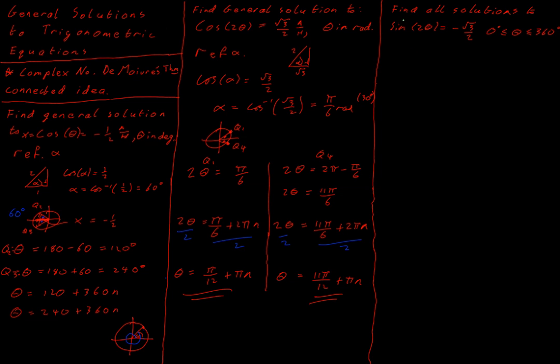Hello. Now, let's continue. Find all the solutions to sine 2 theta is equal to minus root 3 over 2 in the interval 0 to 360 degrees. So we're dealing with degrees because that's the interval type that they've given us. They could have also said 0 to 2 pi or 0 to 4 pi or 0 up to 720 degrees. So what we're going to do is find the general solution to this.